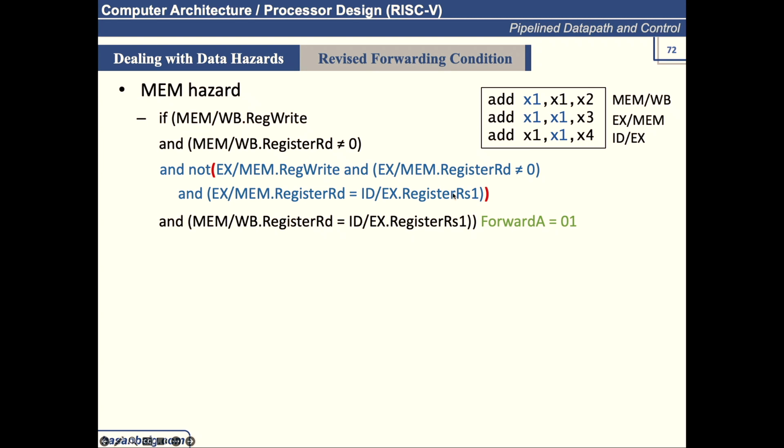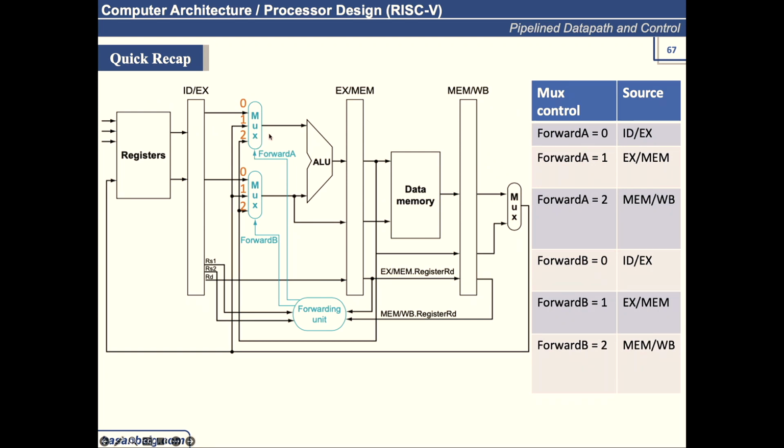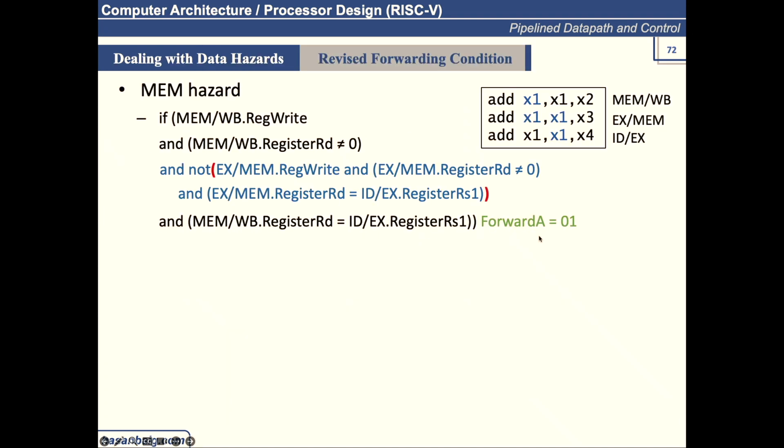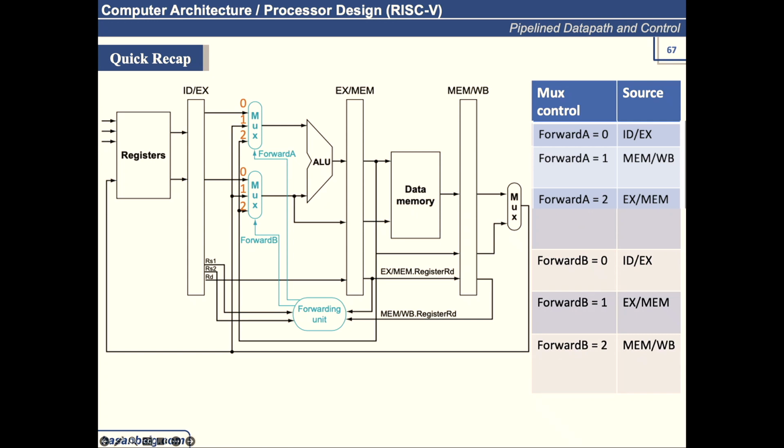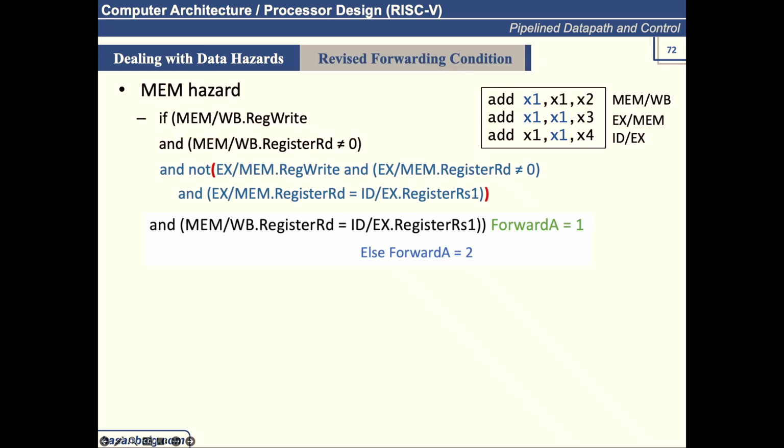Agreed? So what will forward A do? If you remember this diagram, forward A decides whether to take the data from the register file, or from XMEM, or from the MEM write back phase. So when the hazard exists in both places, look at this one. Forward A value 1 means the value is coming from the MEM write back phase. For the time being, just assume that this is not x1, this is something else, let's say it is x20. Now check this condition.